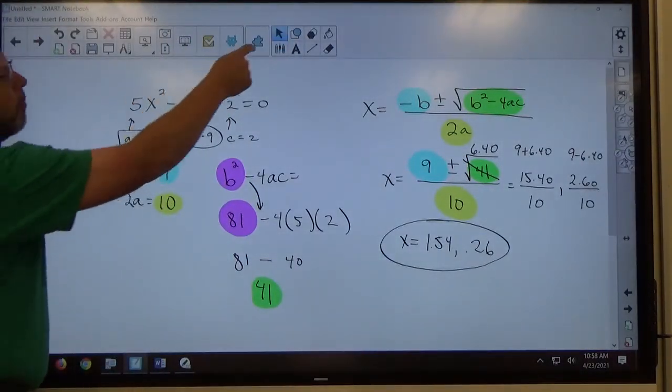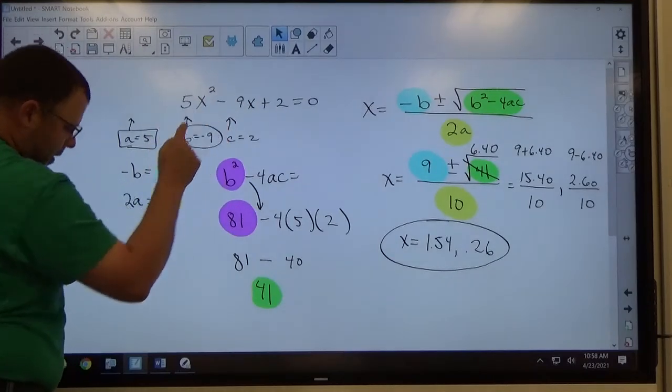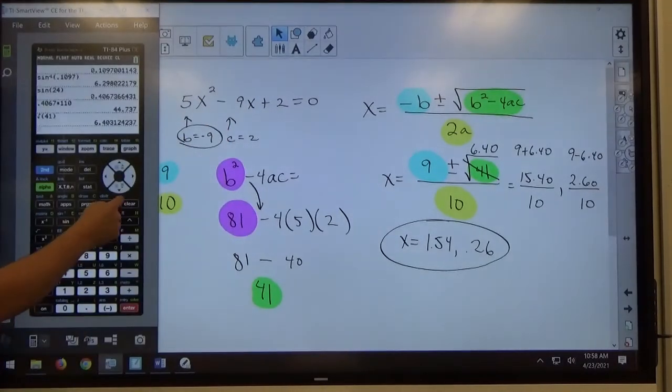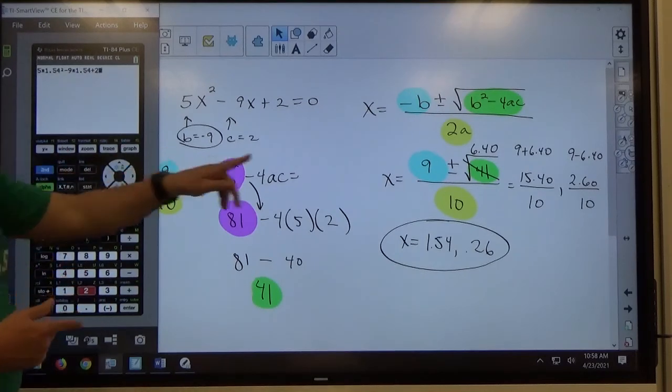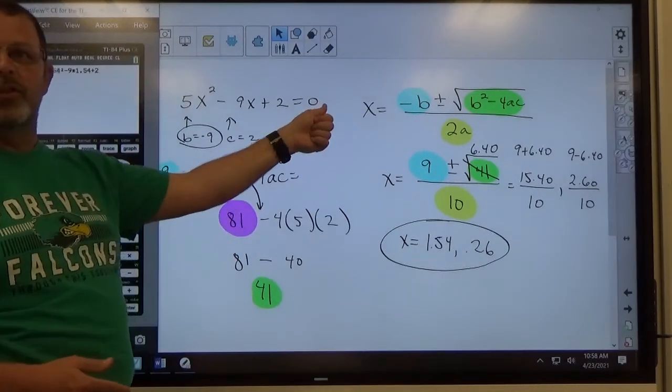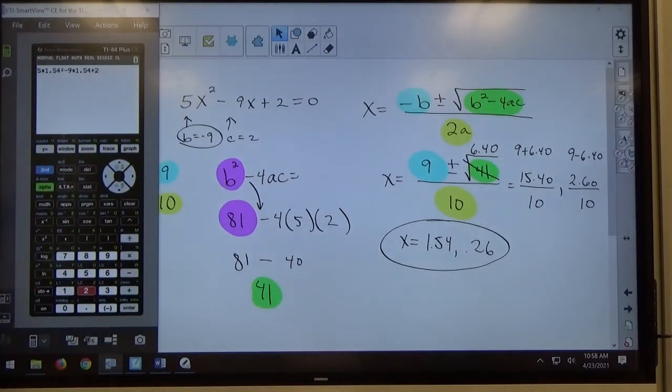Now, my original problem was right here. I'm going to slide it over so my calculator can be on the screen at the same time. If I type in this, those are my x's, right? 5 times 1.54 squared minus 9 times 1.54 plus 2. This is supposed to be an answer to this problem, so the answer should be 0. I did round, so it's not exact, but it should be really close to 0.